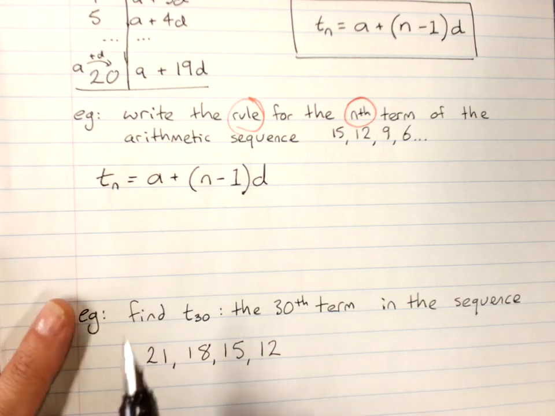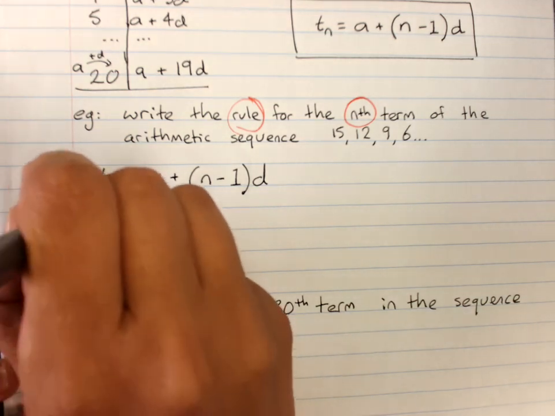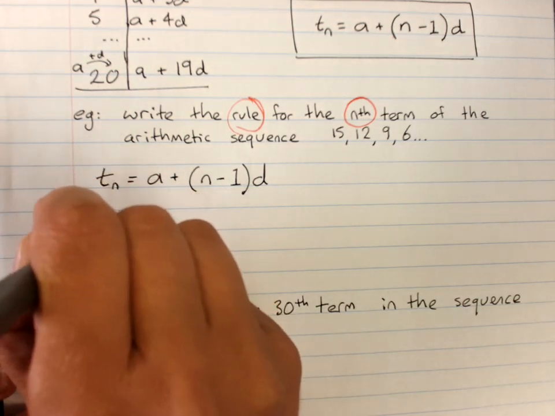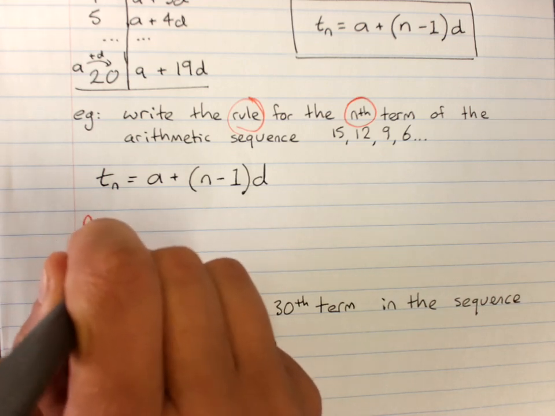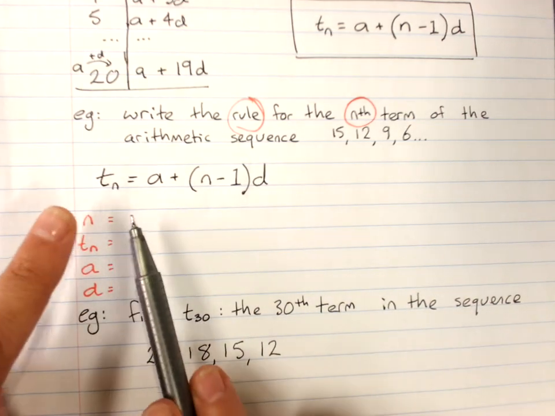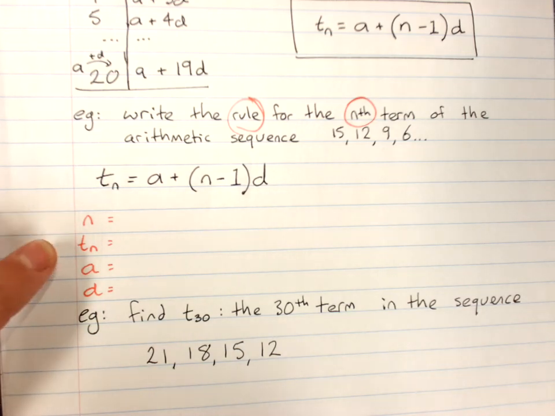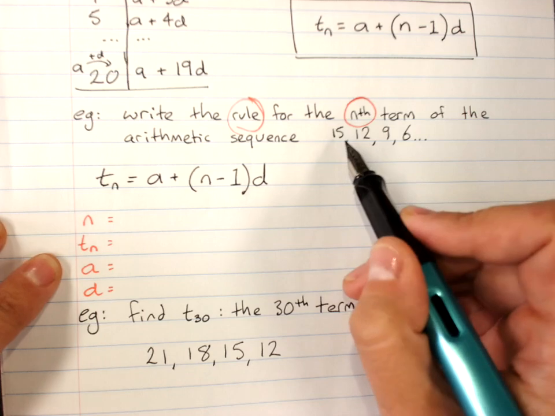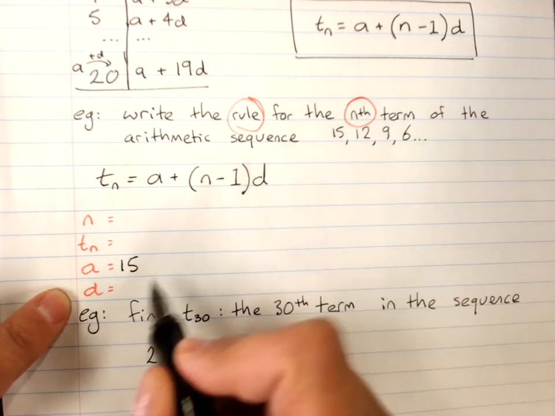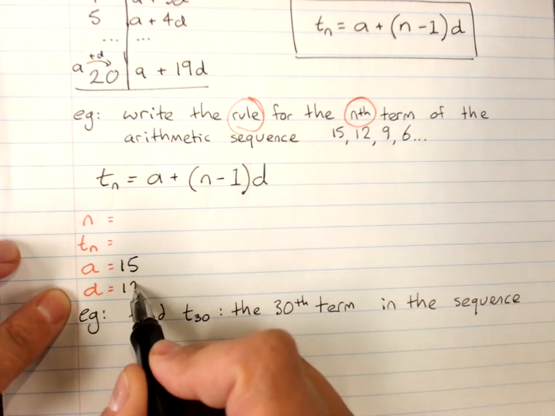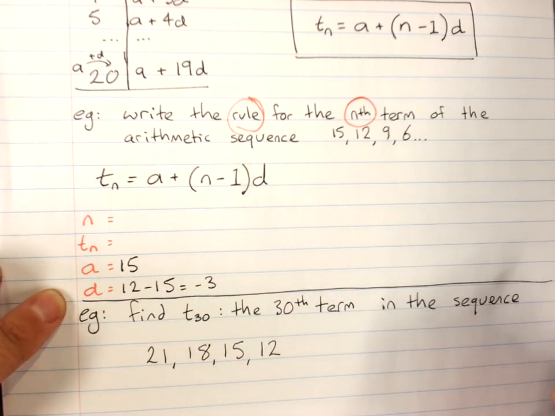It is a really good idea when doing these questions to always set it out with those four letters: n, Tn, A, and D. Every time, write them down and identify which ones you have. To get A, the first term, that's 15. To get the common difference, you might as well show working for one. 12 minus 15, that's negative 3.